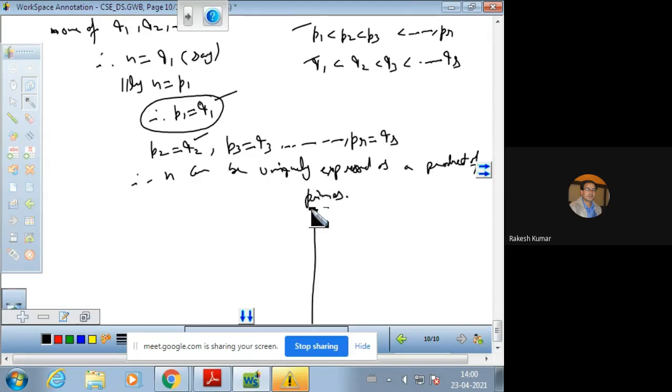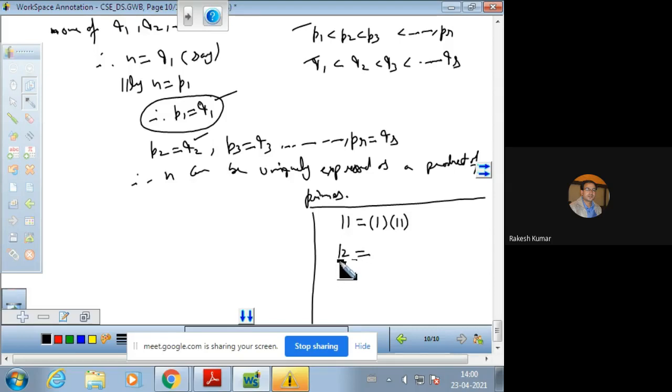To understand this, we have a very easy example. Suppose we have a prime number 11, and it can be written as a product of 1 and 11 only. Any prime can be written only as a product of 1 and the number itself. That is about prime numbers. If we have a positive integer, they are saying that every positive integer can be uniquely expressed as a prime or a product of primes.